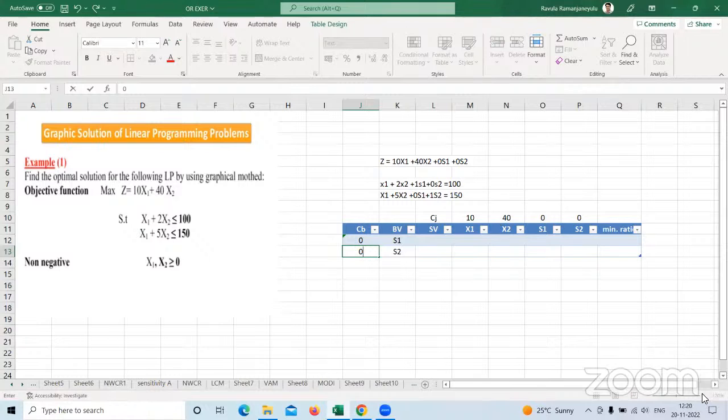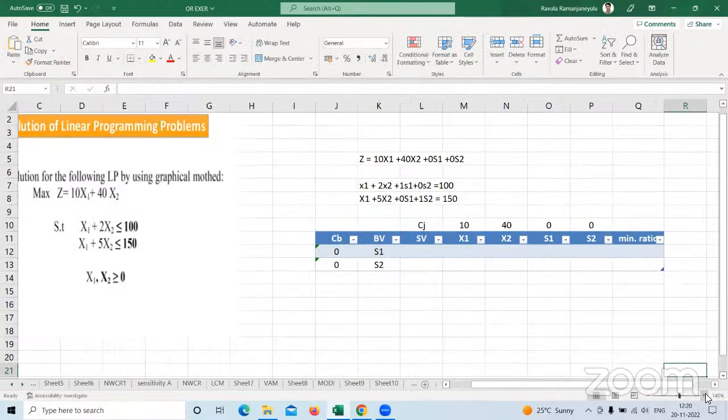Let me zoom it once. If you are able to see, it is good. Can you see now clearly? So S1, S2 are the basic variables and their coefficients are zeros in the first table, and the equations we need to consider. So in the equations, that is constraint 1, constraint 2, we need to take them in the form of a table. To convert them into the table, we need to take all the coefficients.